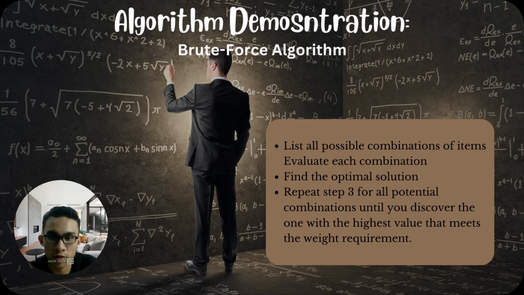The brute force algorithm works by first listing all the possible combinations of items. Second is to evaluate each combination. Third is to find the optimal solution. Then the last step is to repeat step 3 for all potential combinations that have been listed until you discover the one with the highest value that meets the weight requirement. The weight requirement means the knapsack capacity, the maximum weight the knapsack can hold.